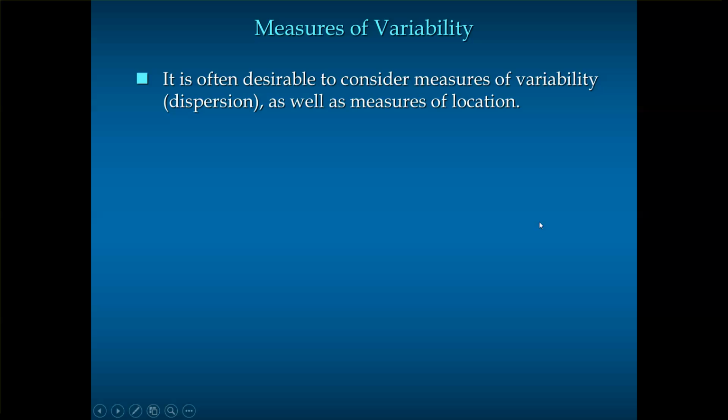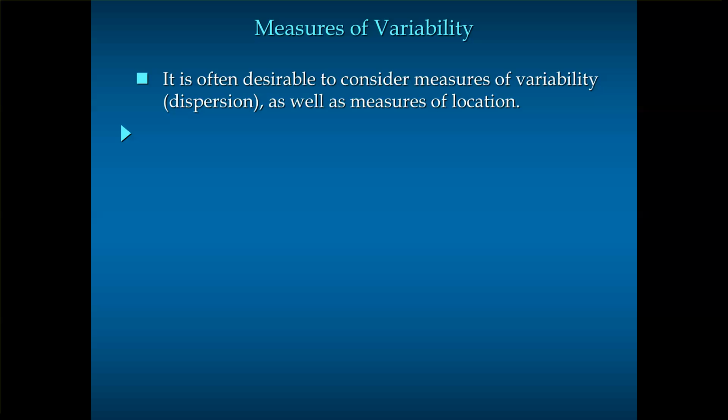So it is often desirable to consider measures of variability or dispersion as well as measures of location. So here is an analogy. Think about if you want to draw a circle, what do you need? Actually, you need two elements. One is where the center of the circle is. The second is how large the radius is. Once you identify the center and the radius, you can draw a unique circle.